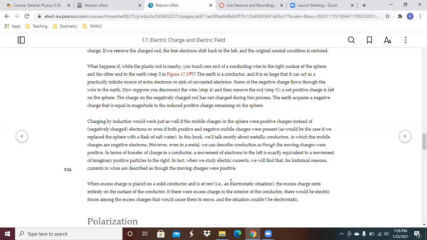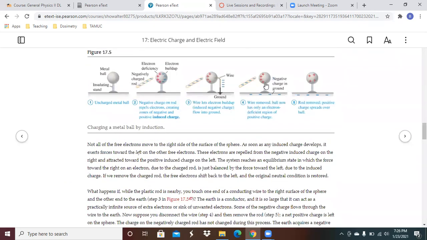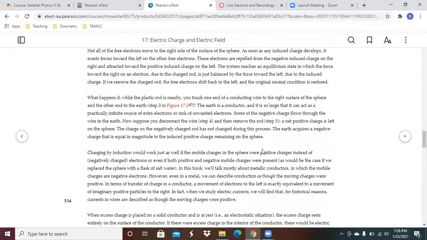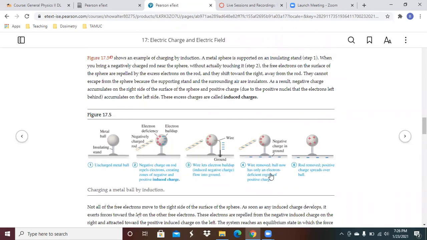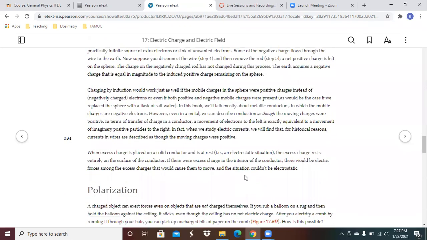Now suppose you disconnect that wire and then remove the rod. So what's going to happen? You have a net positive charge left on the sphere. The charge on the negatively charged rod has not changed during this process. It still is negatively charged as what you had before. But that negative charge that was here has now left to the ground. That leaves positive charge here on that isolated sphere. And the Earth requires a negative charge that is equal in magnitude to the induced positive charge remaining on the sphere.